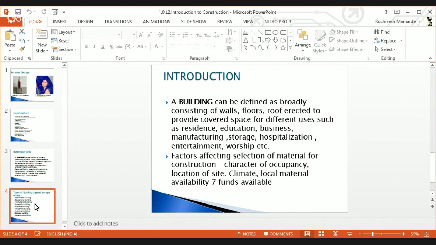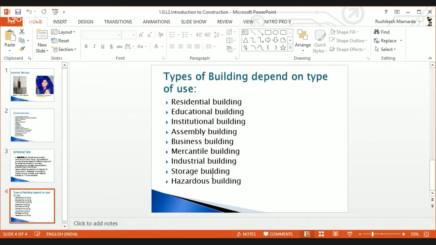Then next, there are different types of buildings. As you can see, depending on the use, what is the purpose of that building, there are different types of buildings. That is residential building, educational building, institutional building, assembly building, business building, mercantile building, then industrial, storage, and hazardous buildings. I'll explain all of these one by one.